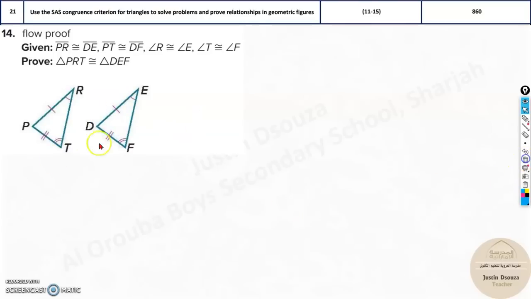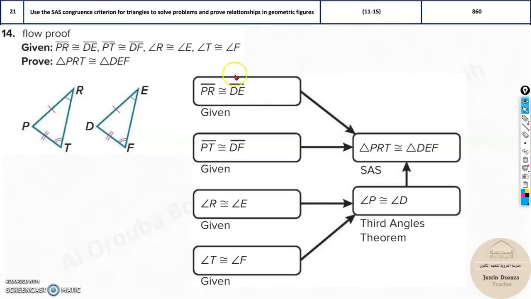Similarly, please do try these by yourselves. Most of the things are given over here. It's very simple. They have asked for a flow chart. Literally everything is given. See, PR is congruent to DE, PT is congruent to DF, and they have told that R is congruent to E, and then T is congruent to F. And obviously all the angles will be equal then, because if two angles are equal, the third angle must be equal. That's called the third angles theorem.